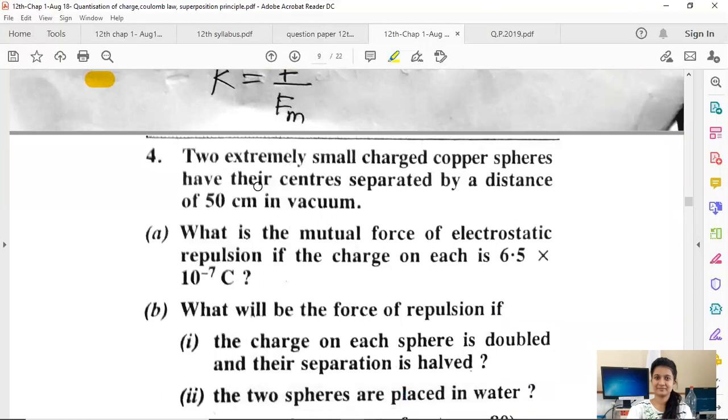Here is a numerical to understand this dielectric constant. Two extremely small charged copper spheres have their centres separated by a distance of 50 centimeters in vacuum. There are two copper spheres separated by 50 centimeters. What is the mutual force of electrostatic repulsion? As these are of the same charge, plus Q and plus Q, there will be repulsion between these two charges. So you have to calculate F between these two charges, and the charge is given. Both have the same charge of 6.5 into 10 to the power minus 7.